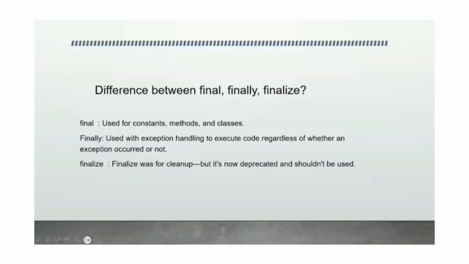Finally is a block which is used in exception handling. It is the optional block after try catch. Whether an exception occurs or not, it does not bother, and by default the finally block will be executed in the program. Finalize is a method which is used to clean up the memory location in the program.